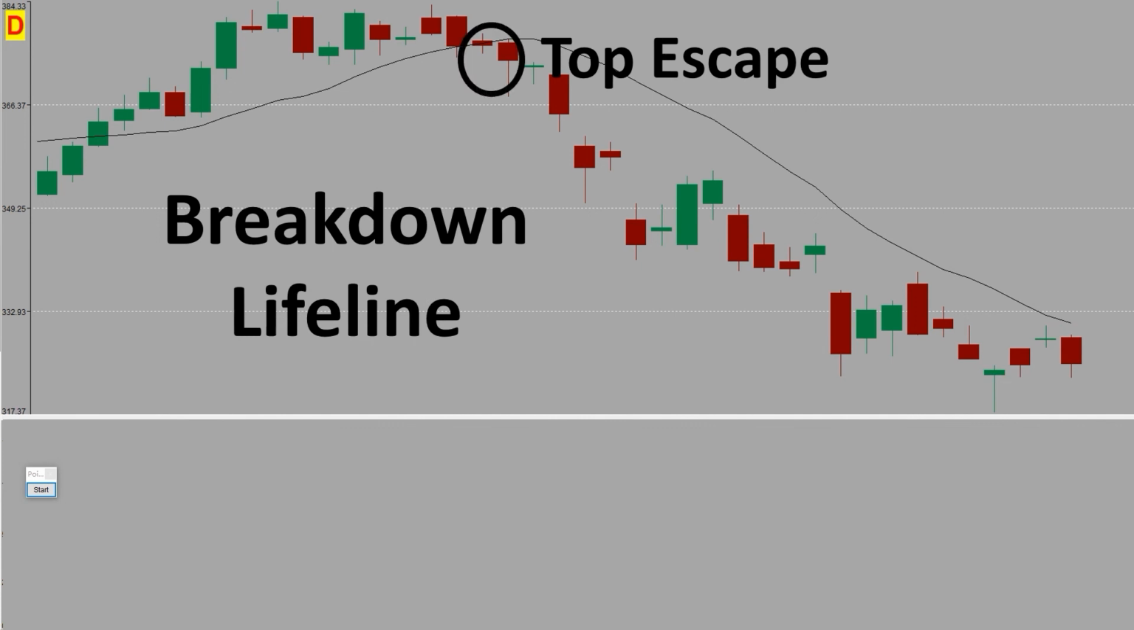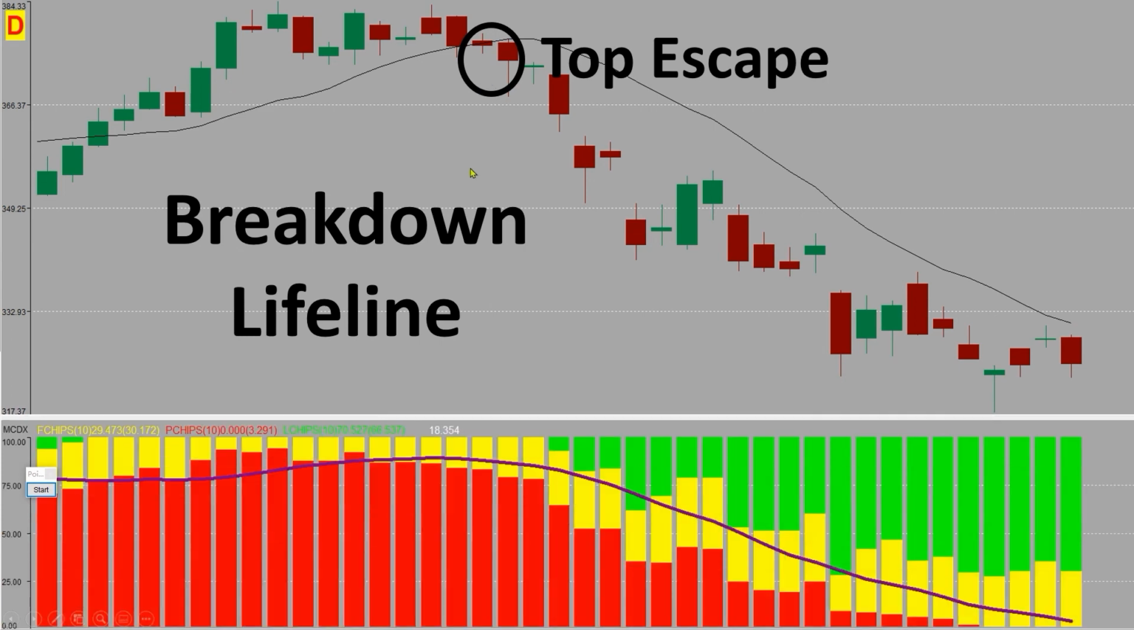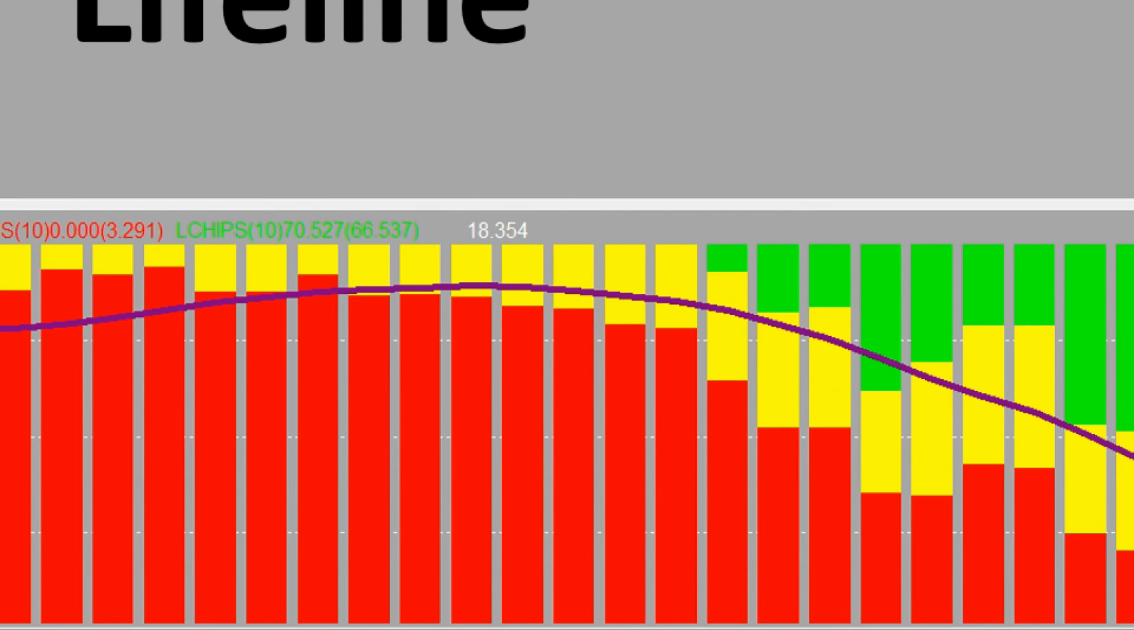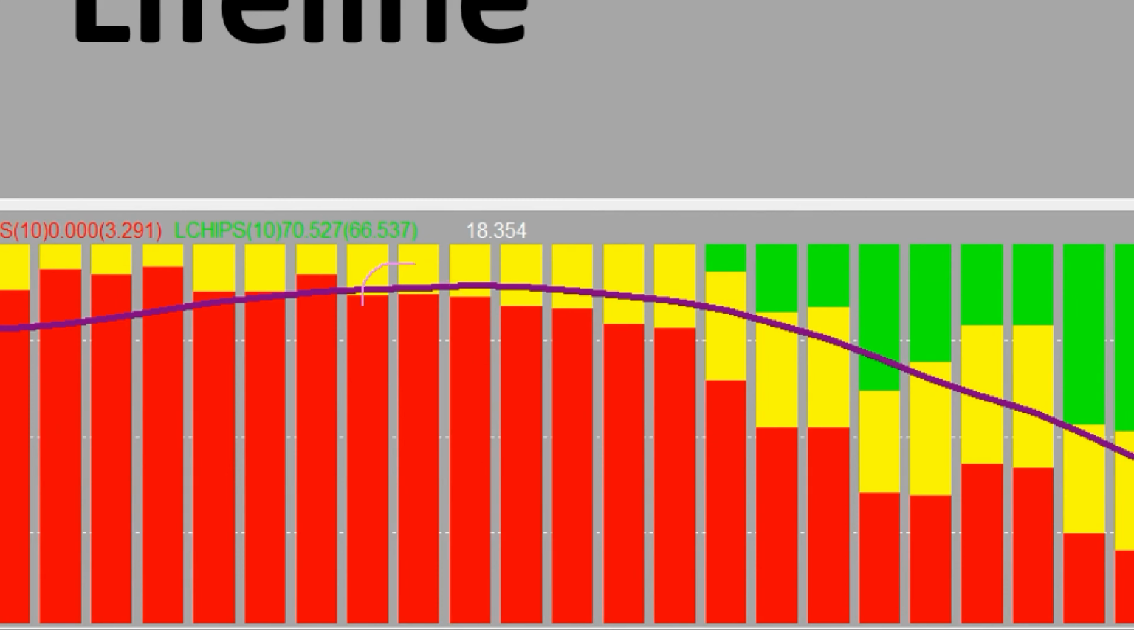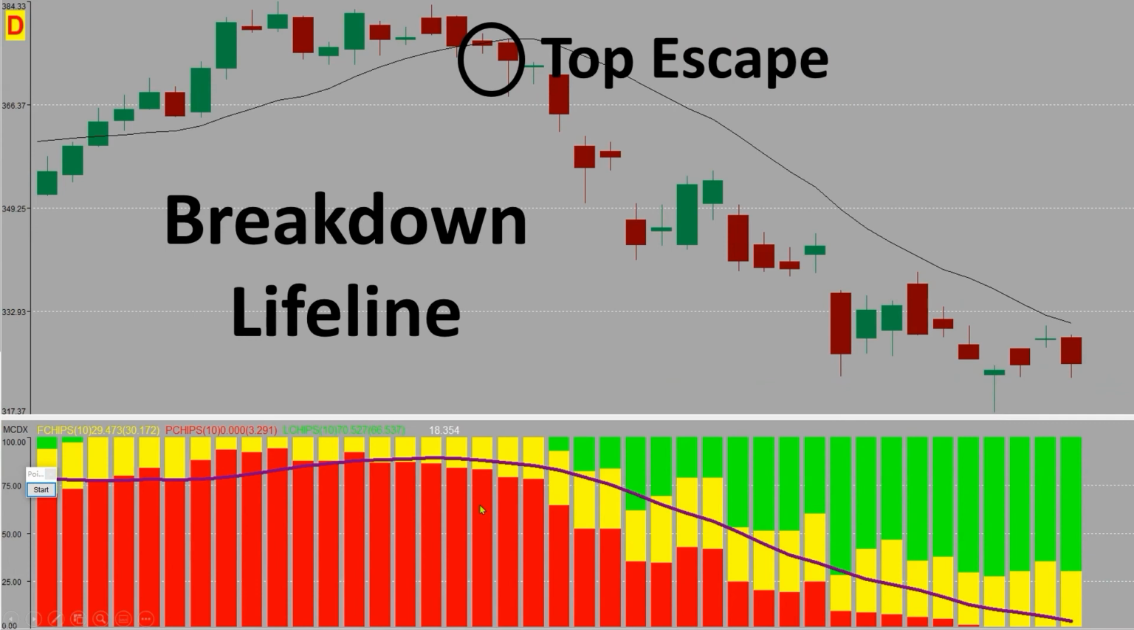So you see, the candlestick price breaks down the lifeline, and also we see here the red bar is below the purple line. The red bar has broken down the purple line already, and the purple line turns down, and the red bar is smaller and smaller, so it means here we must take profit. Take profit, we just follow the big fish.